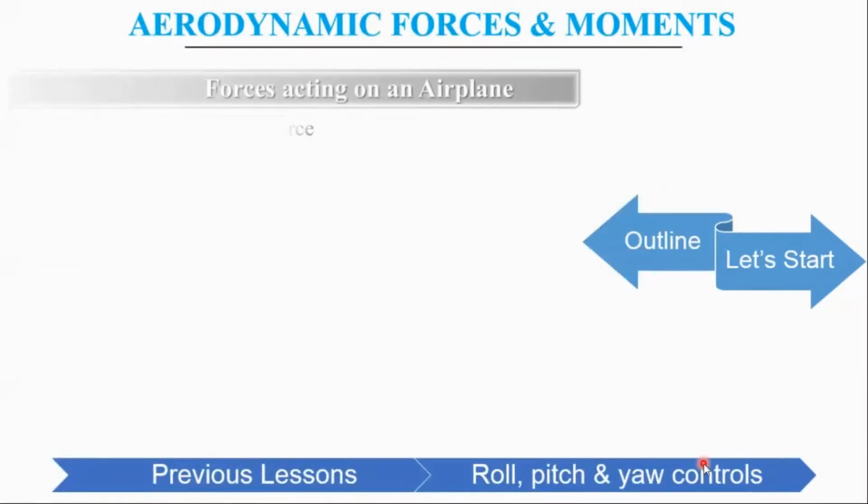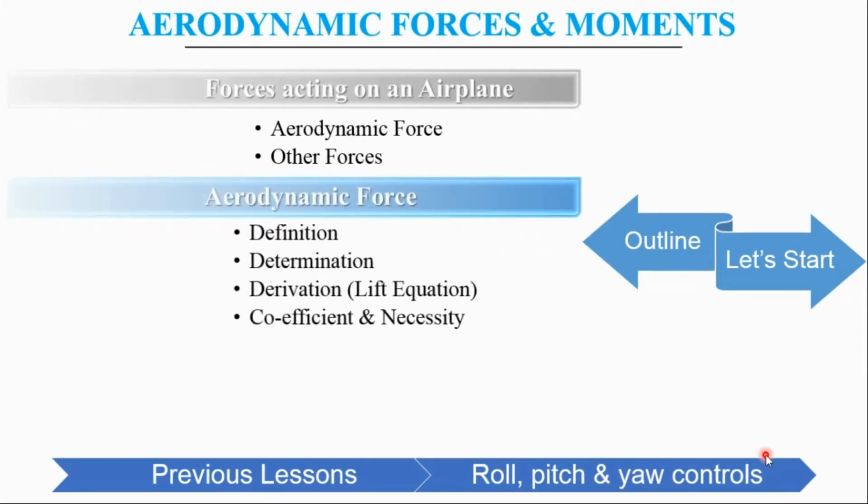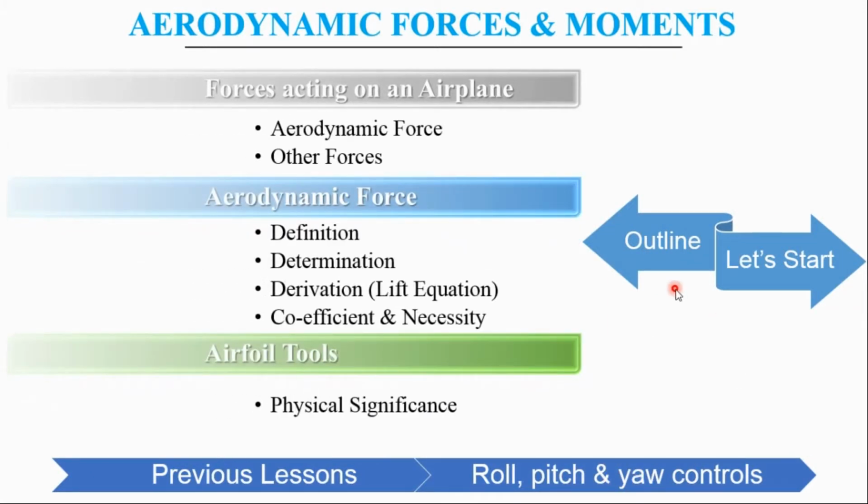In the previous lesson, we did see about the roll, pitch and yaw controls. And getting an outline of this session, we'll be first knowing about the forces acting on an airplane. Further, we will be focusing on aerodynamic forces and these moments. And as a further portion, we will be defining, deriving, and talking about the necessity of these aerodynamic forces and in particular the coefficients and why we use them. As a last measure, we will also be knowing the physical significance of these coefficients and how we attain it by using the airfoil tools. Let's get started.